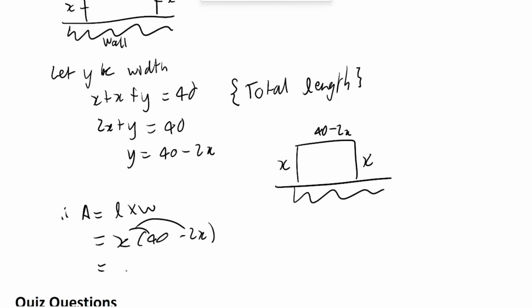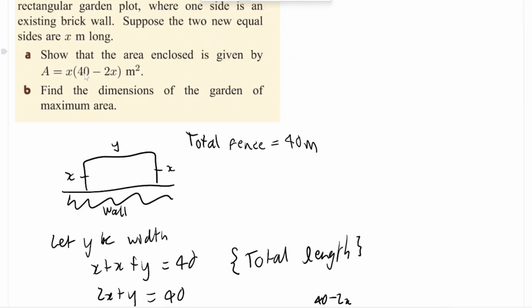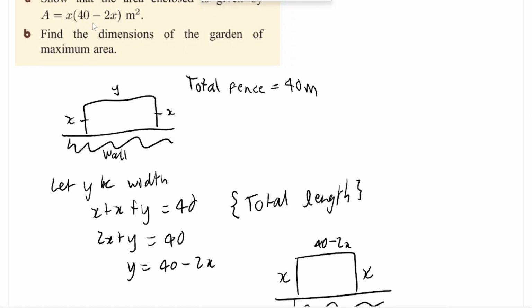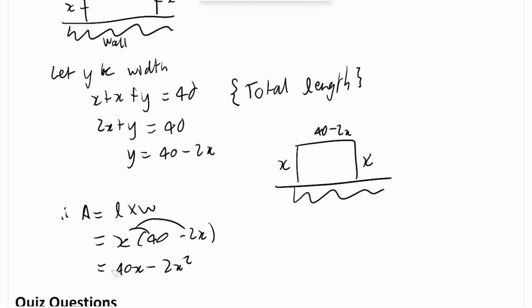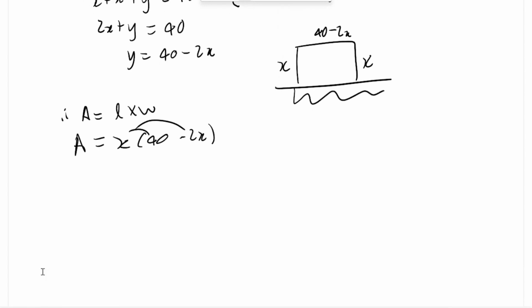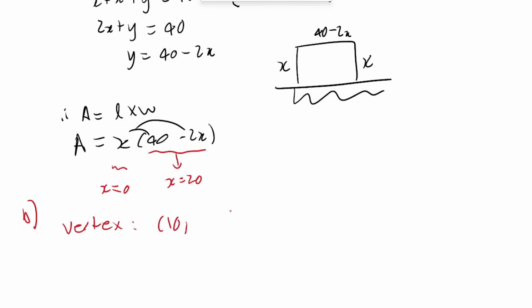Which if we expand that out is 40x take 2x squared, and I think that's what they wanted. Actually, no, they didn't want that. They just wanted the factorized version. So that's actually fine. There's our area. So what we can do now is find the vertex. There's a couple ways we could do this. Right off the bat, I can see what my two x-intercepts are. On part B, x equals 0 is an x-intercept. And if I think about this one, x equals 20 would be an x-intercept. So the vertex is halfway in between those. So that's going to have an x-coordinate of 10.